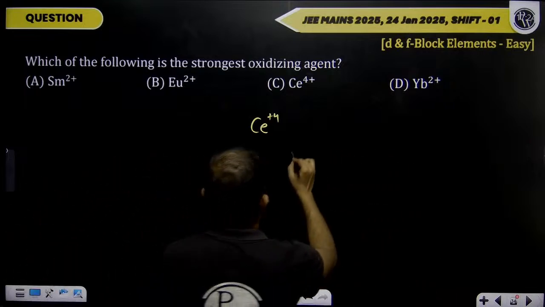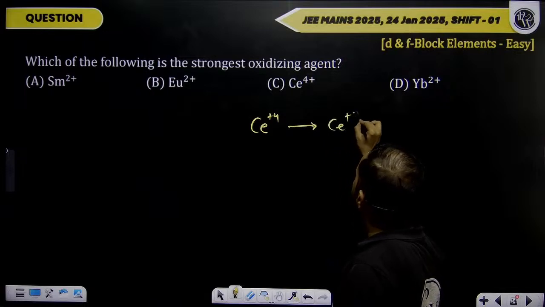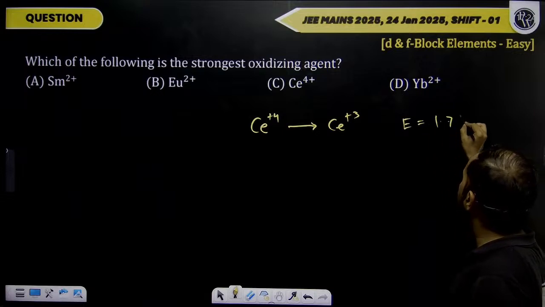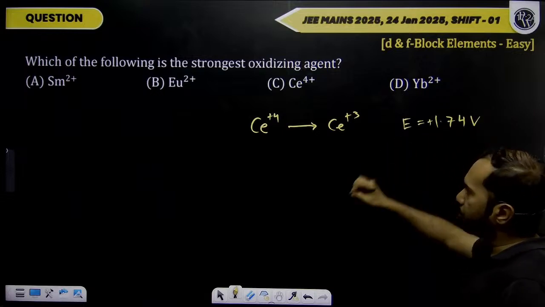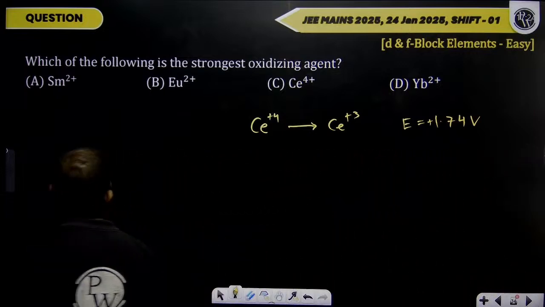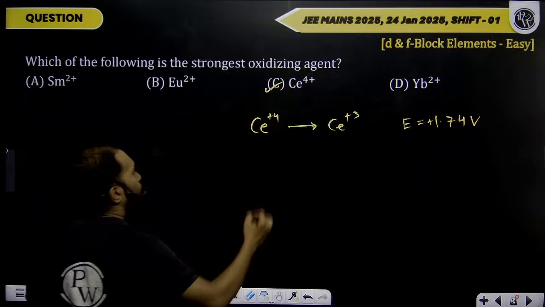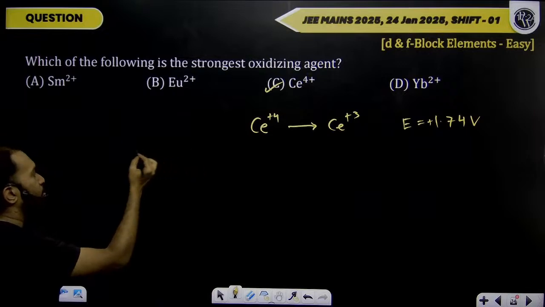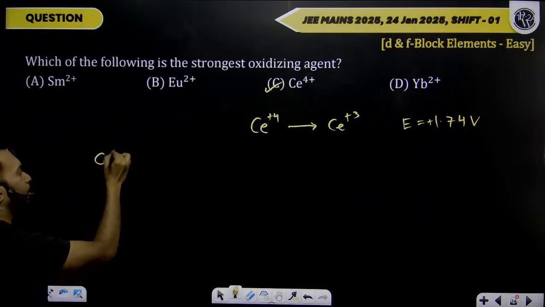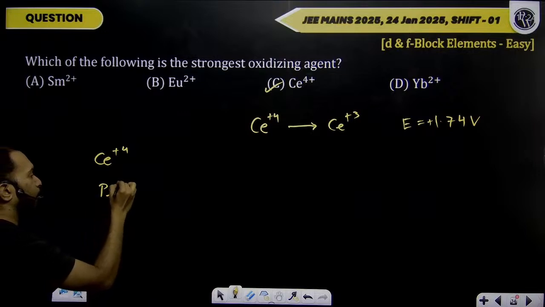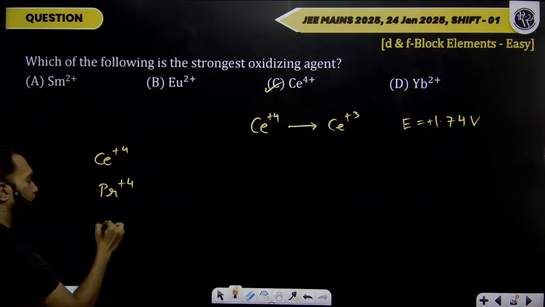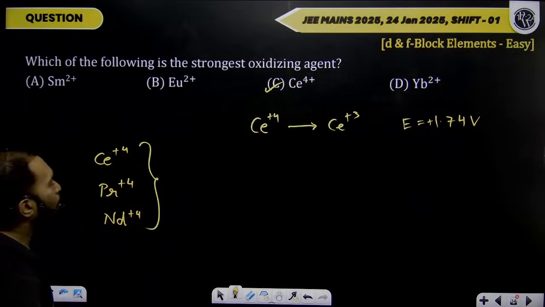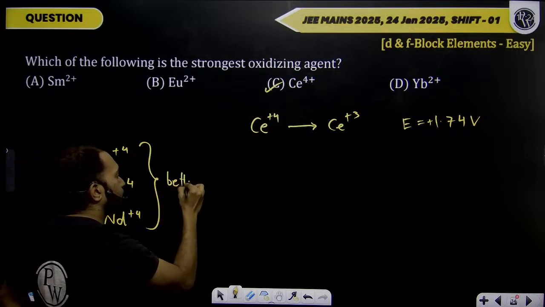Cerium plus 4 converts into cerium plus 3. If you see the NCERT, this electrode potential is also written. It is around plus 1.74 volts. So the correct answer is cerium plus 4. In class, we have studied that there are 3 plus 4 ions. Which ones? Cerium plus 4, praseodymium plus 4, neodymium plus 4. These act as better oxidizing agents.